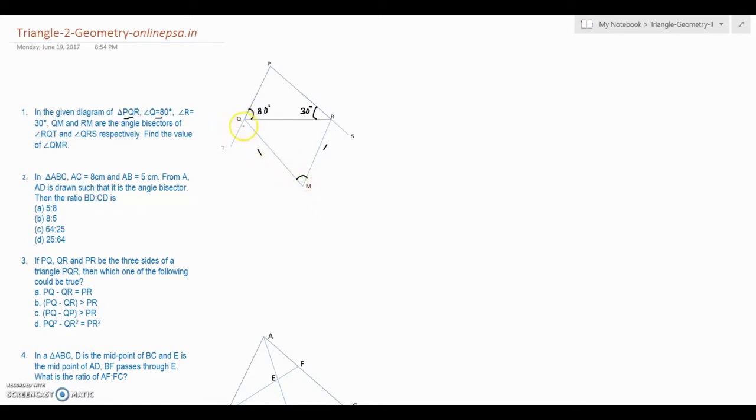These two are angle bisectors, which means that QM is the angle bisector, this means that angle RQM is equal to angle MQT. So diagrammatically these two angles are the same. Similarly, RM is the angle bisector for angle QRS. So this angle is equal to this angle. Angle QRM is equal to angle SRM.